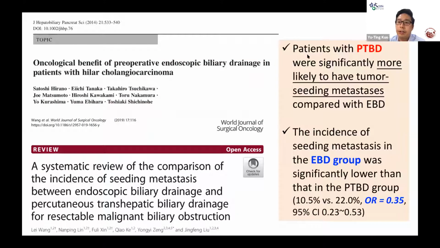Another issue is that they found the PTBD group had more risk of tumor seeding metastasis. Even in a meta-analysis, they found that internal drainage can decrease the risk of seeding metastasis by around 70%.